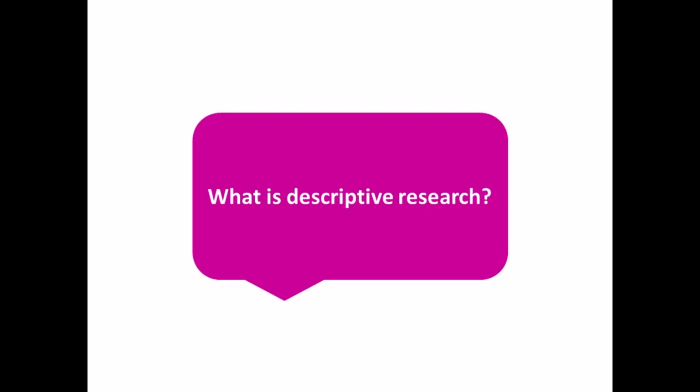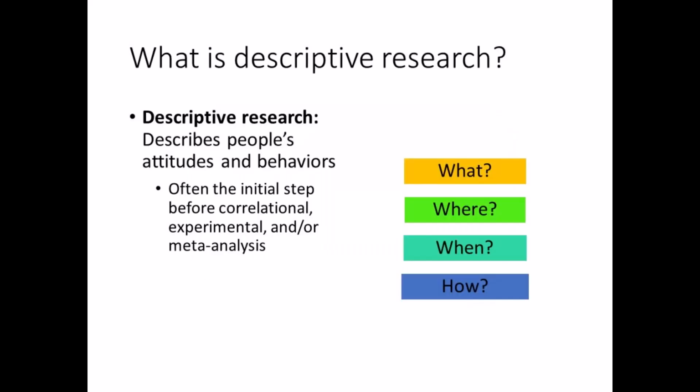What is descriptive research? Descriptive research involves the measurement of how frequently or typically people think, feel, or behave in particular ways. It can help us answer questions about the what, where, when, and how of social behavior, but it can't tell us anything about the why. Social psychologists tend to use multiple methods, and descriptive research often serves as the initial step of the process. Eventually, they will use the data from this step to conduct one or more of the other types of research.